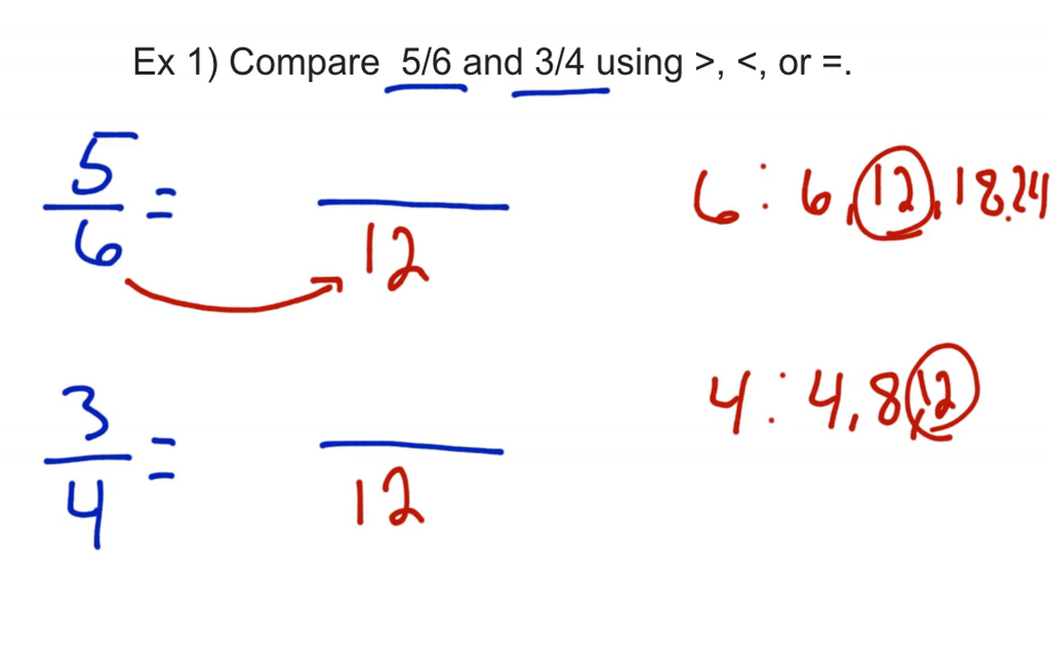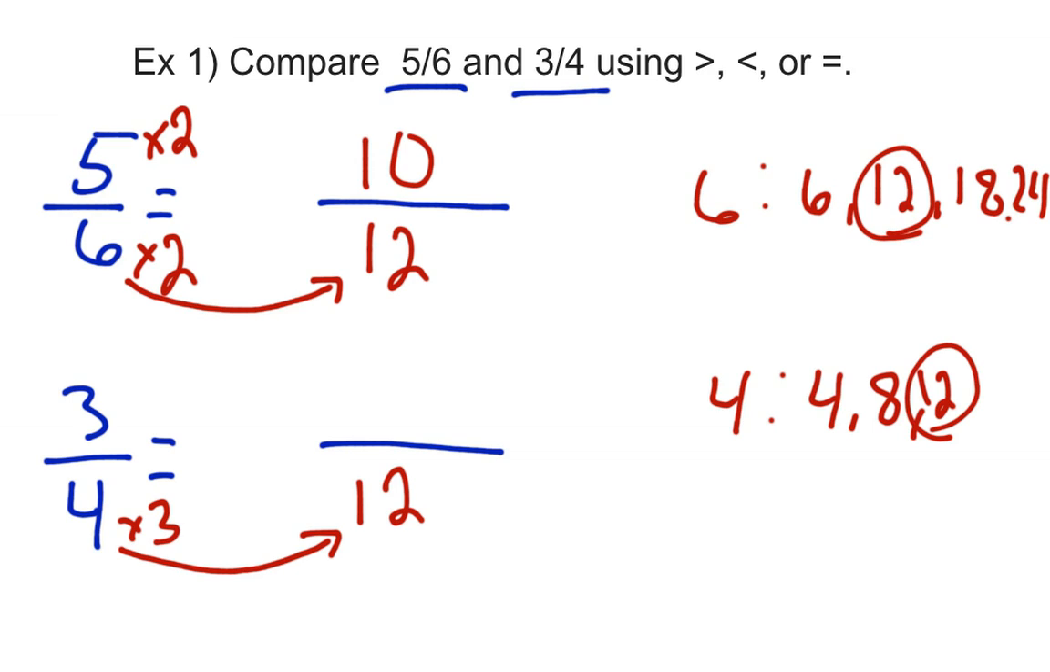Well, how do I change 6 into a 12? I do that times 2. The rule is, since I multiplied the denominator by 2, I have to multiply the numerator by 2. So 5 times 2 gives me 10. Then I have to do the same thing to the 3/4. How do I change 4 into a 12? I can do that by multiplying by 3. 4 times 3 is 12. Since I multiplied the denominator by 3, I multiply the numerator by 3. 3 times 3 gives me 9.